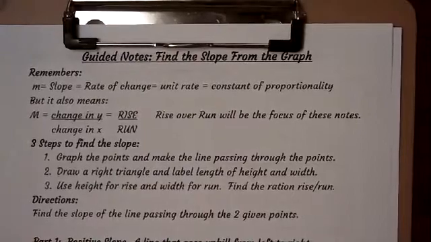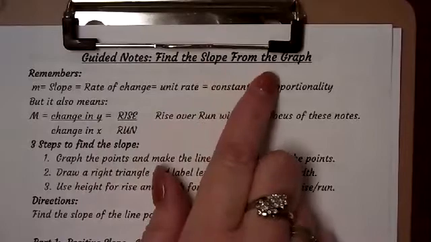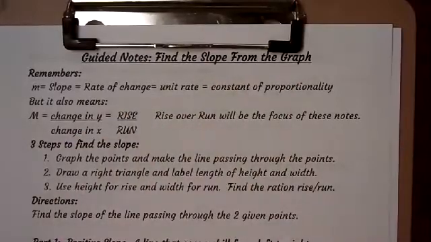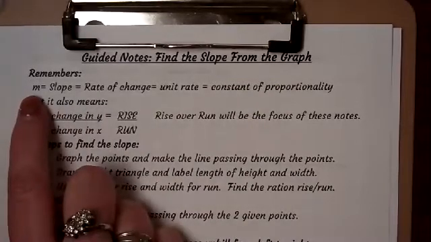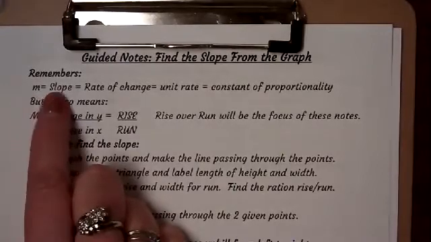This is the video notes that are going with our guided notes for finding the slope of a line using the graph, okay? So let's just go back really super quick and review what we know about slope. We've already learned in previous lessons that m, lowercase m, is the symbol for slope.